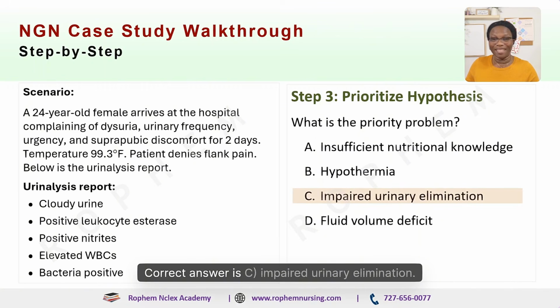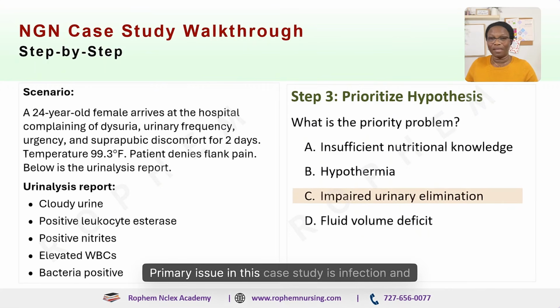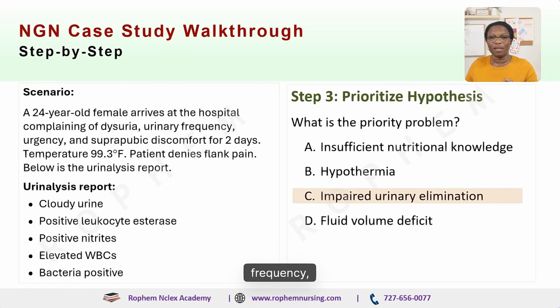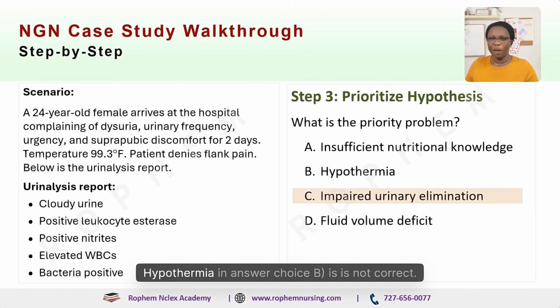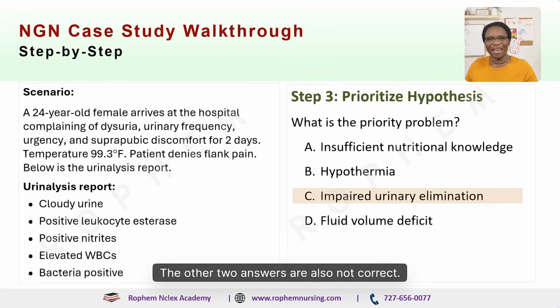Correct answer is C, impaired urinary elimination. Here is the rationale. Primary issue in this case study is infection and inflammation, which is affecting urinary elimination. That's the reason she's having urgency, frequency, and dysuria. Hypothermia in answer choice B is not correct. Hypothermia is a temperature below 95 degrees. Patient temperature is 99.3. The other two answers are also not correct.